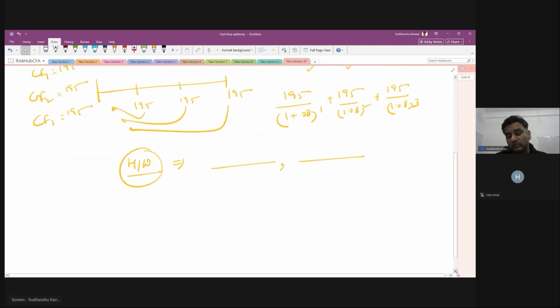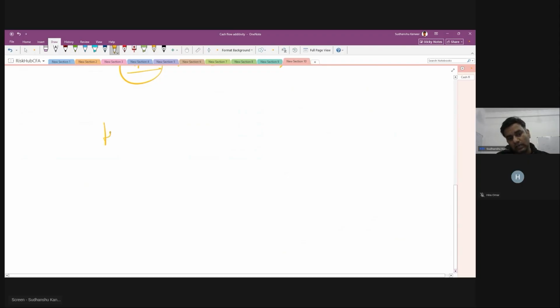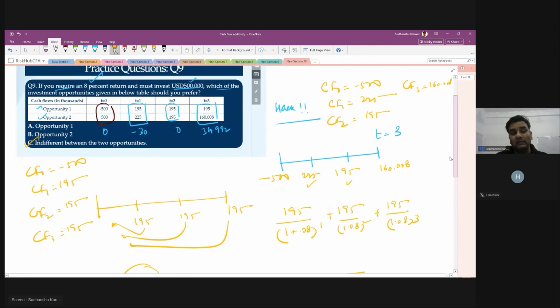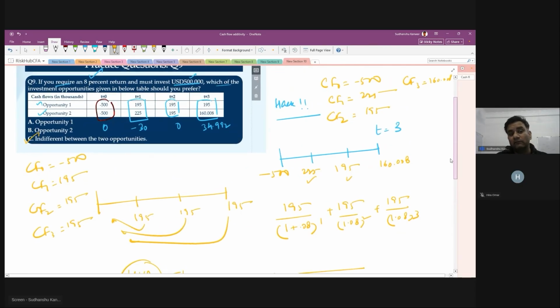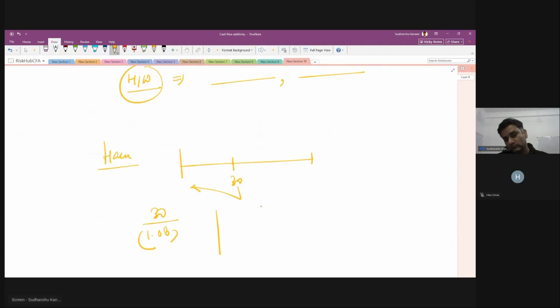The hack that I was trying to put across was the differences. I was saying that okay, 30 is coming here. If I take 30 discounted by one period, 30 divided by 1.08. That was one. And another one was the difference, 34.992, divided by 1.08. This was 34.998, right? 34.998 divided by 1.08 cube, right?